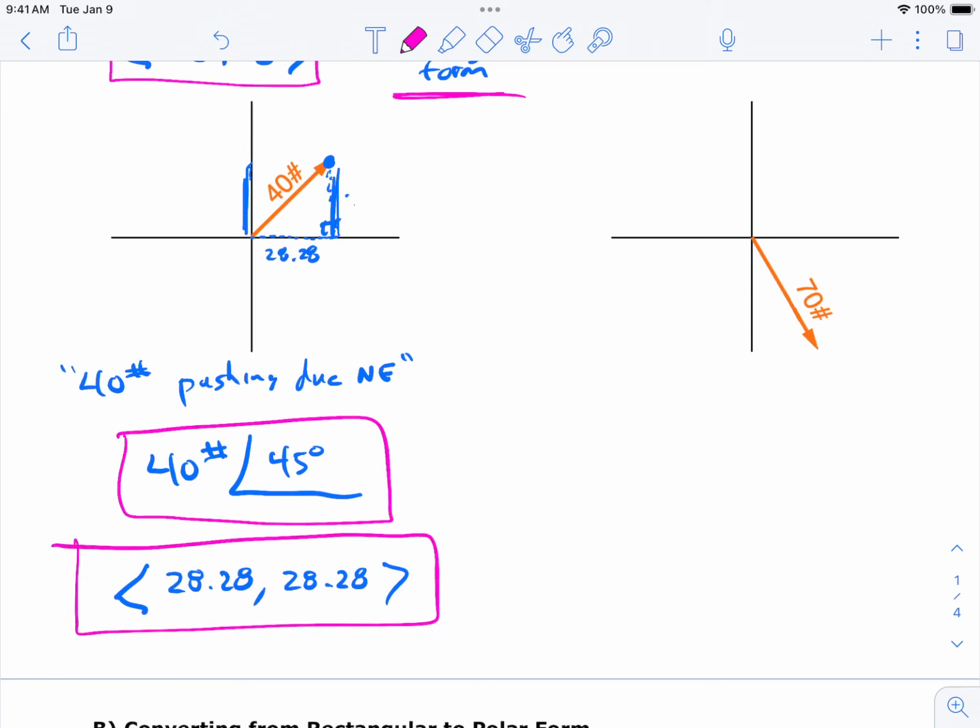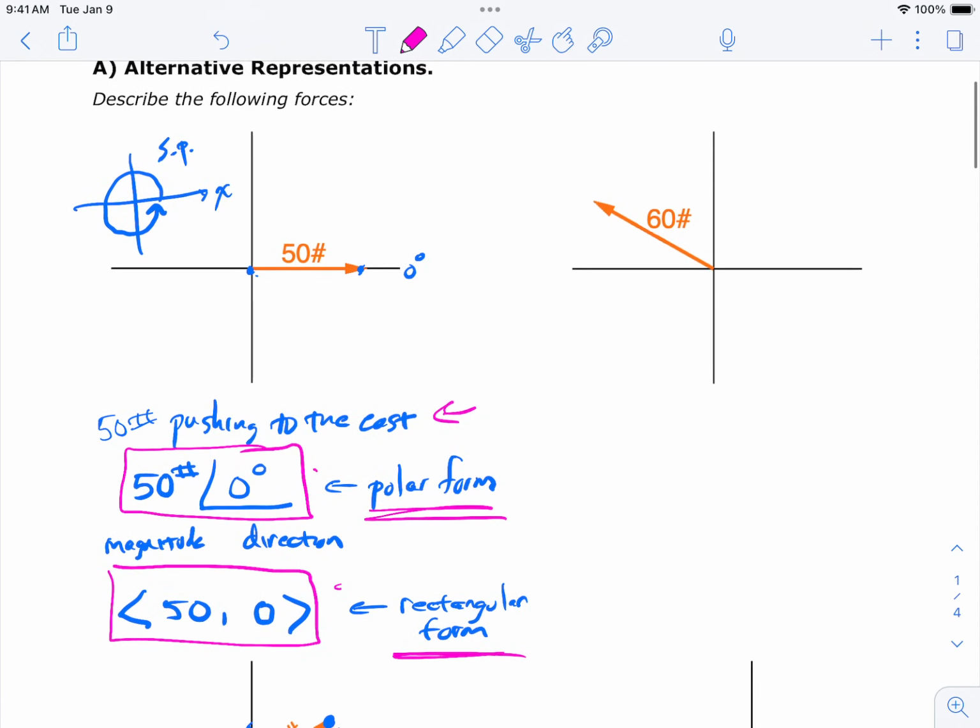40 pounds at an angle of 45 degrees, polar form, wonderful. 28.28 along the x direction, 28.28 along the y direction. Rectangular form, also wonderful. Let's come back up to the top of the page. How would you describe this one?